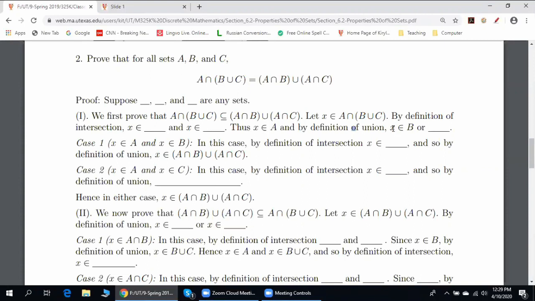So why did you put X is in A before? Oh, because it is an intersection, thus X is in A. But here we have two possibilities, X is in B or X is in C. Therefore, case one, X is in A and X is in B. Case two, X is in A and X is in C. And the result follows.